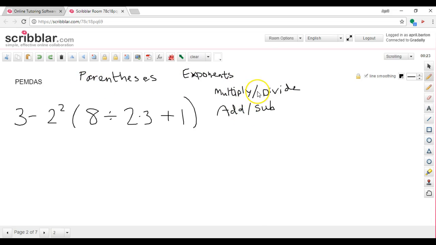And multiply and divide isn't necessarily you must do all multiply first, then all divide. It's go in order from left to right. If all you have left is multiply and divide, go left to right. And if all you have left for add and subtract, you go left to right.